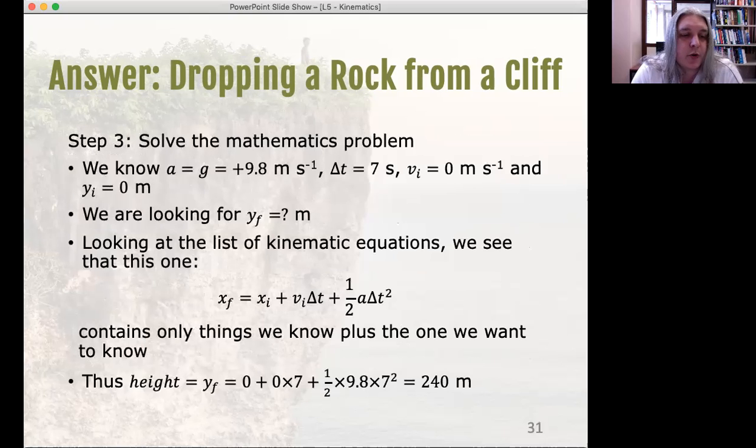And so we then just put in all the values that we have to get final height. We don't need to do any rearranging because it's already given in terms of final height. You'll notice that I've written the kinematic equation as it was originally written with x as the variable, but I then changed to y for my actual calculation because that's how I define the coordinates in my frame of reference. So our final height is 0 plus 0 times 7 plus a half times 9.8 times 7 squared, which is 240 meters. So that person is standing at the top of a 240 meter tall cliff.